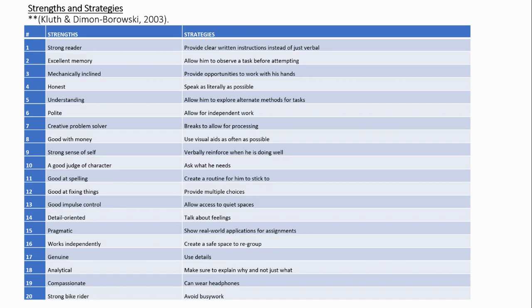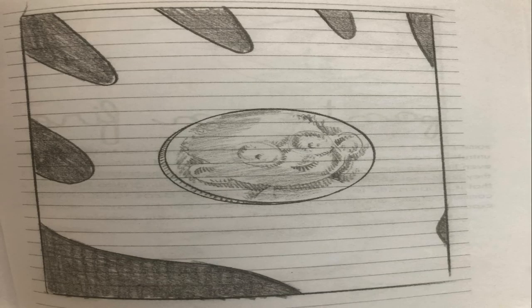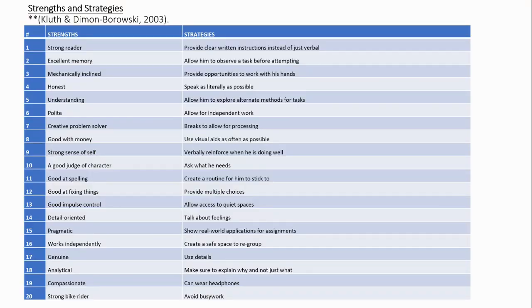He's good with money. He talks a lot about how he's a really frugal person. It seems like he has a strong sense of self. He's good at fixing things. He has good impulse control. He's very detail oriented. He's pragmatic. He works independently. He's analytical. And I think all of these things really add up to the kind of employee most people would want.